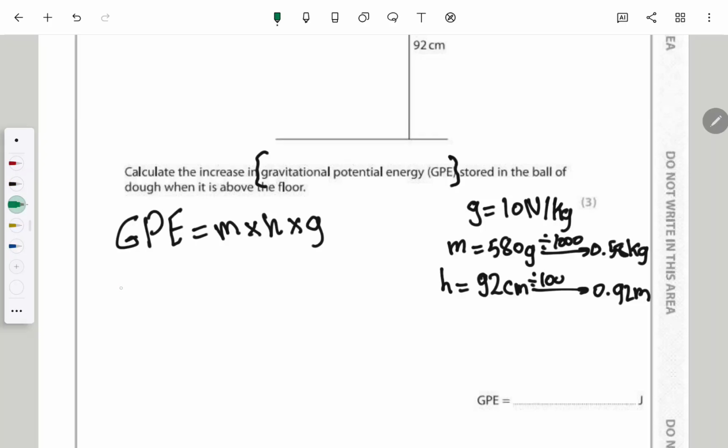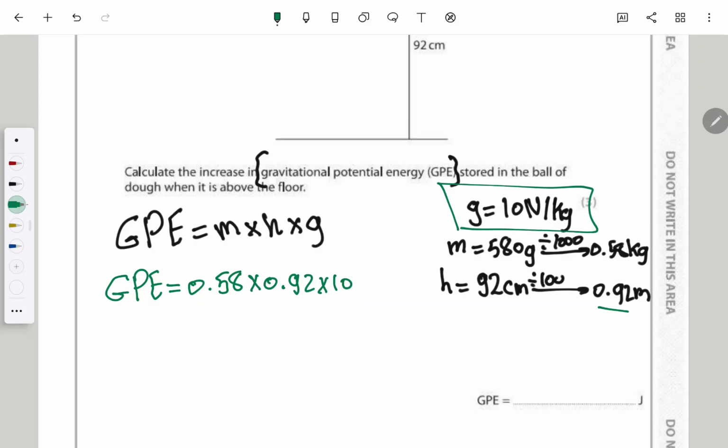So the final answer to this would be GPE equals the mass, which is 0.58, multiplied by the height, which we changed to 0.92, multiplied by gravity, which I also told you is always 10 on Earth, and this will be given to you on the very first page, but with repetitive questions you'll know it without even checking. You multiply those three numbers together, and the amount of energy the ball of dough has happens to be 5.336 joules. Joules is the unit for energy, don't forget that. It's already written here, so you just gotta write the number, 5.336.